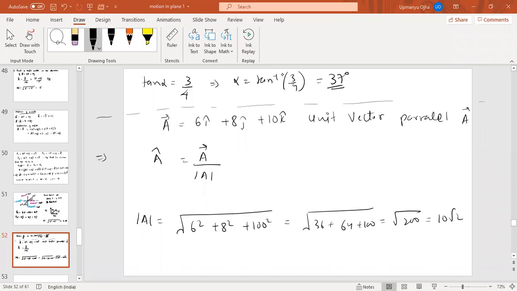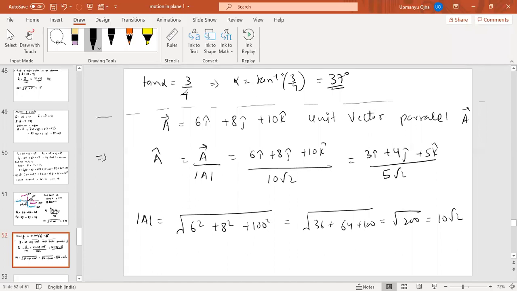So the unit vector would be equal to the vector a, which is 6 i cap plus 8 j cap plus 10 k cap, divided by 10 root 2. We can further simplify this. This becomes 3 i cap plus 4 j cap plus 5 k cap by 5 root 2, which is the answer for this problem. Okay, so the answer would be 3 i cap plus 4 j cap plus 5 k cap by 5 root 2.